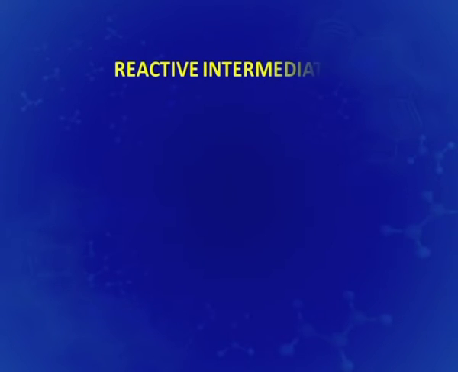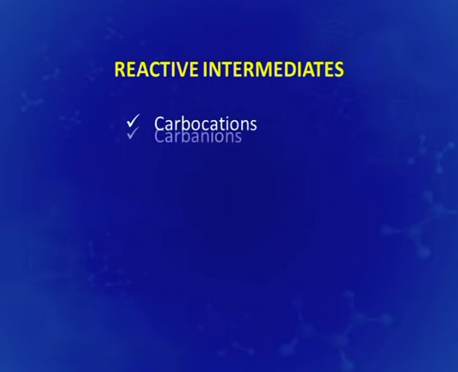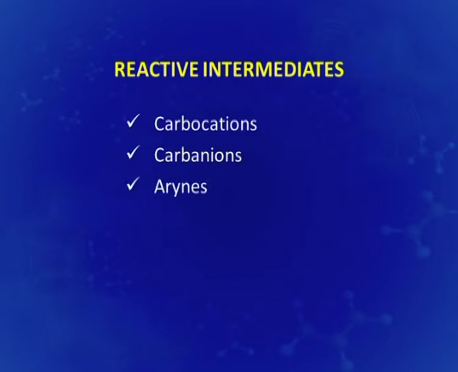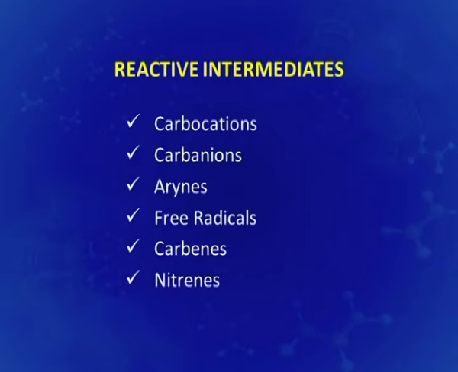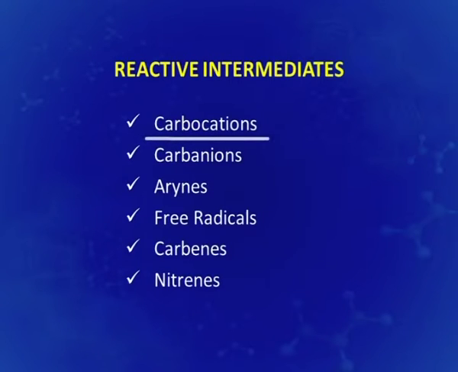There are some reactive intermediates we would deal with in the lecture: carbocations, carbanions, arynes, free radicals, carbenes and nitrenes. And these intermediates are very important, the reason being that they are highly reactive. As a result, immediately after the formation of these intermediates, we get the formation of products. We start with the first intermediate, carbocations.